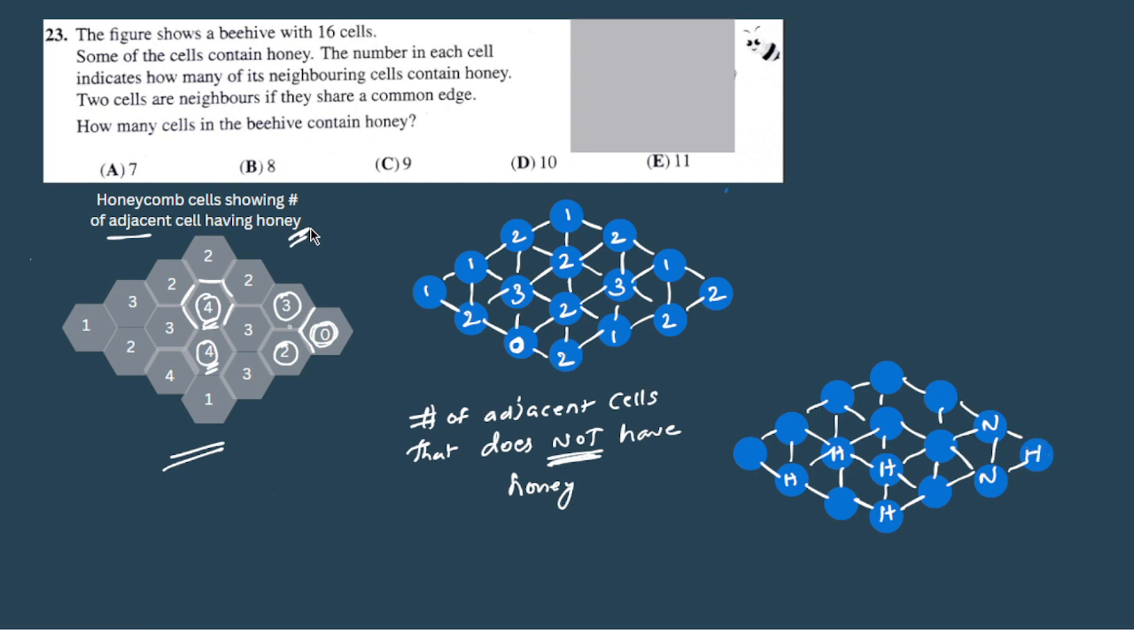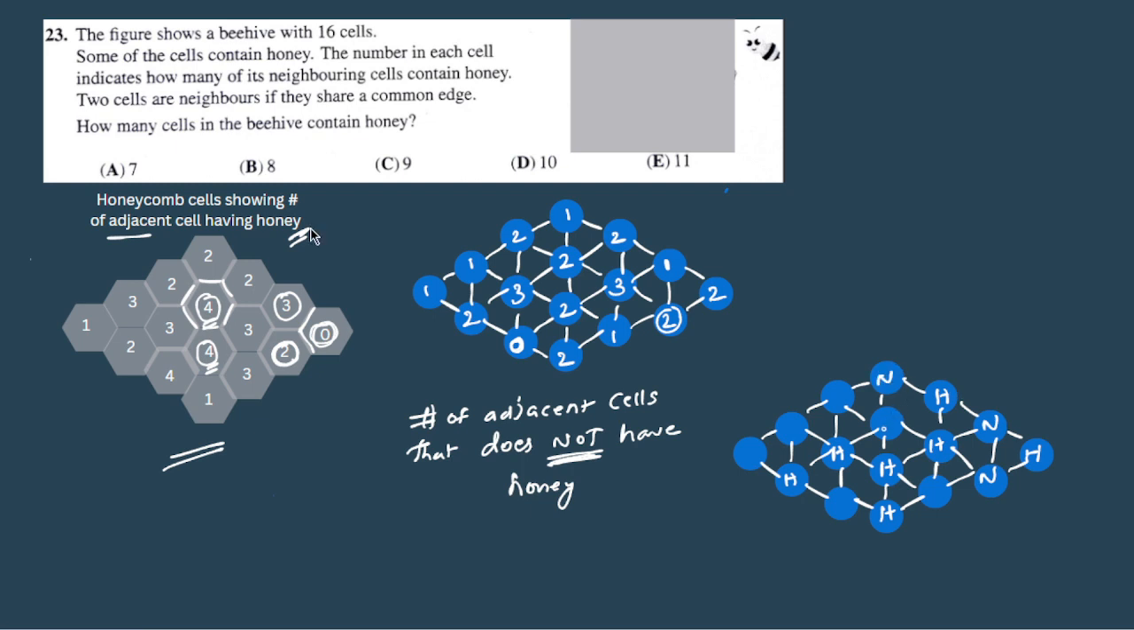The reason is this one is showing 2, so both of its neighbors have honey, and here it's showing 2. It means 2 of its neighbors have honey. And if you look at this one, only one neighbor does not have honey, which is already the one having the 2. So no is already taken, and the rest of it should have honey in them. So this one should have honey. This one should have honey.